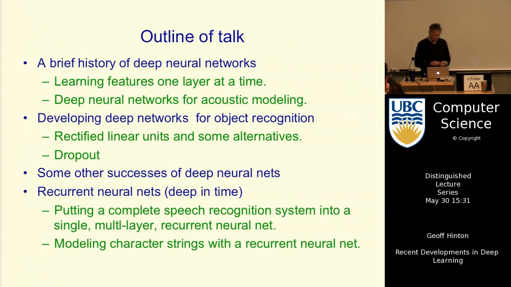I'm going to talk a little bit about the history of neural network research, particularly nets with lots of layers of features, and very briefly about how they're used in speech systems now. I'm going to talk about how we then extended that work to make them work for object recognition, and some of the tricks required to get things that were really good at object recognition. And I'll talk about a couple of other successes of deep neural nets. And then I'll end with some speculation about future speech recognition systems, which I think will be very different from current ones.